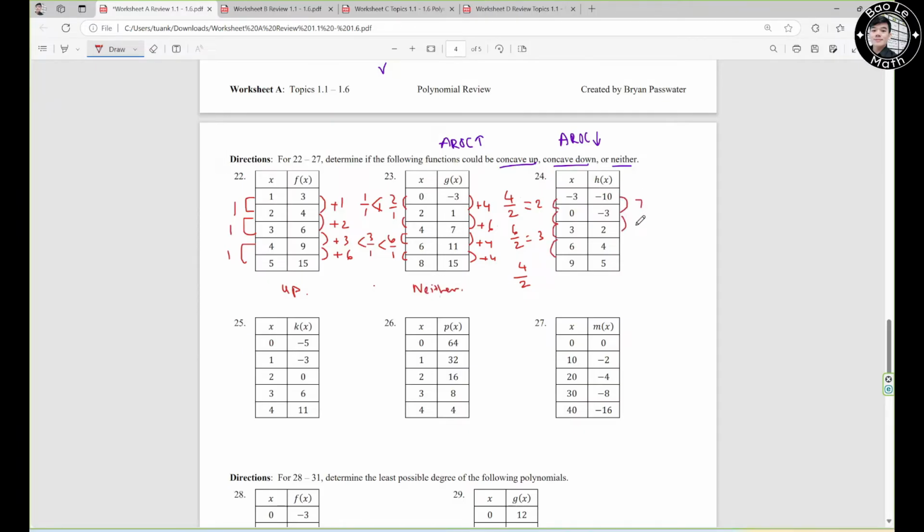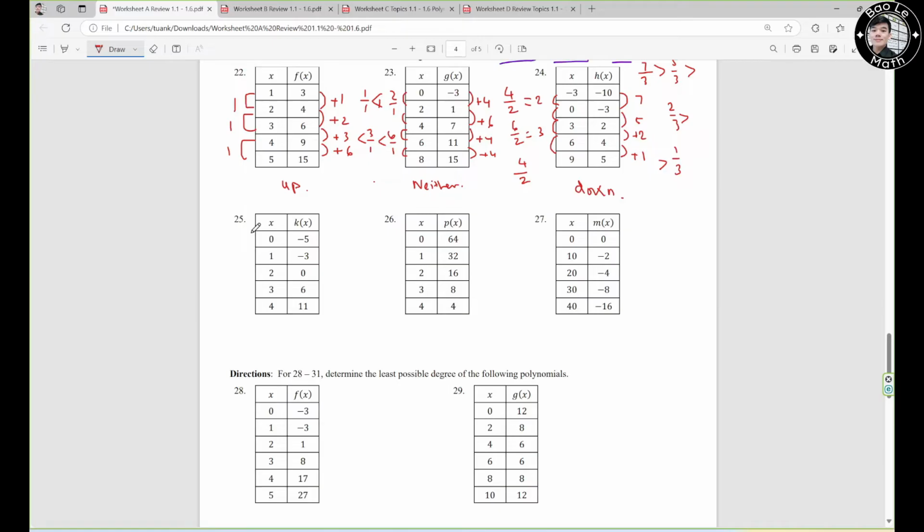7. And this one 5. This one 2. This one 1, right? So the average rate of change can be 7 over 3, 5 over 3, 2 over 3, and 1 over 3. And you see that the average rate of change is decreasing, right? So the function is concave down. Alright, so I'm going to leave number 25, 26, and 27 for you, right?